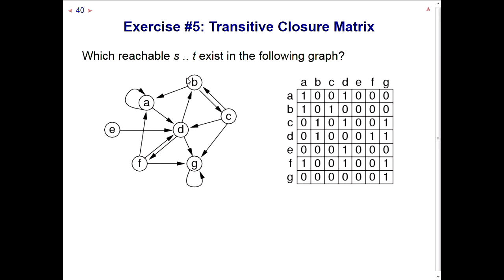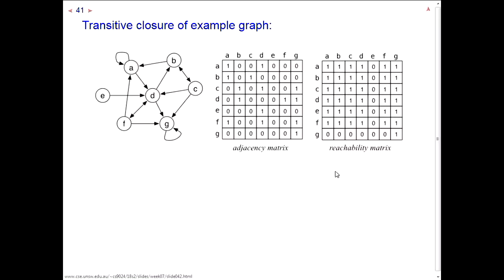Now this is a bit more difficult to see, whereas if these were undirected edges, we would immediately say that this graph is connected. So let's see what we have here. This is indeed the reachability matrix. You can see from G, you can reach G, but no other node. And E cannot be reached from any of the nodes in the graph.